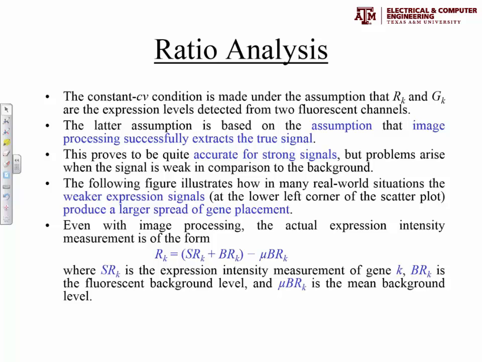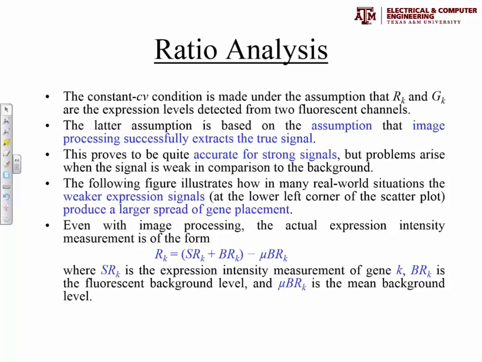So the constant CV condition is made under the assumption that the red and green, RK and GK, are the expression levels detected from 2 fluorescent channels. The latter assumption is based on the assumption that image processing will successfully extract the true signal, right? Now this proves to be quite accurate for strong signals, but problems arise when the signal is weak in comparison to the background. So if you have a low signal to noise ratio, then there can be trouble.